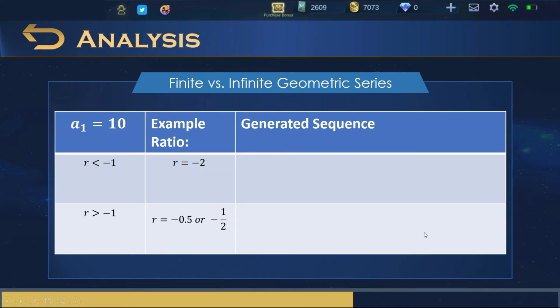Okay? That is how we identify the flow of the given sequence based on its common ratio. Now let's take a look at when we have a common ratio of negative 2 and a common ratio of negative 0.5. I'll give you 1 minute to generate this sequence.